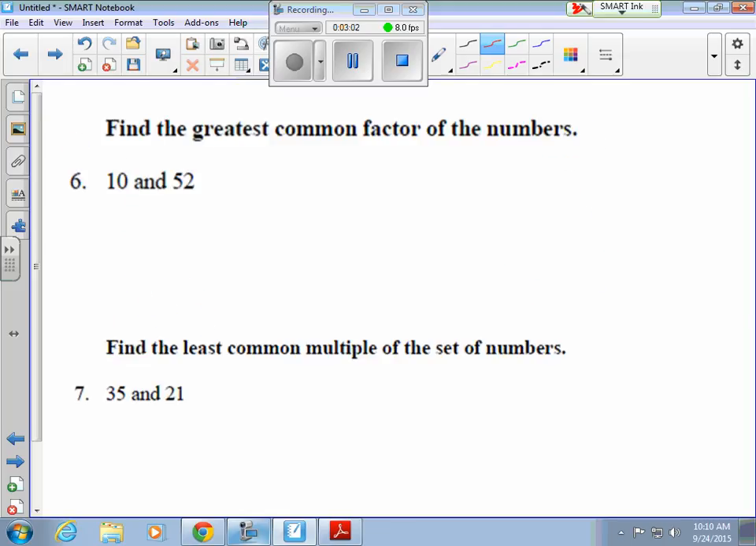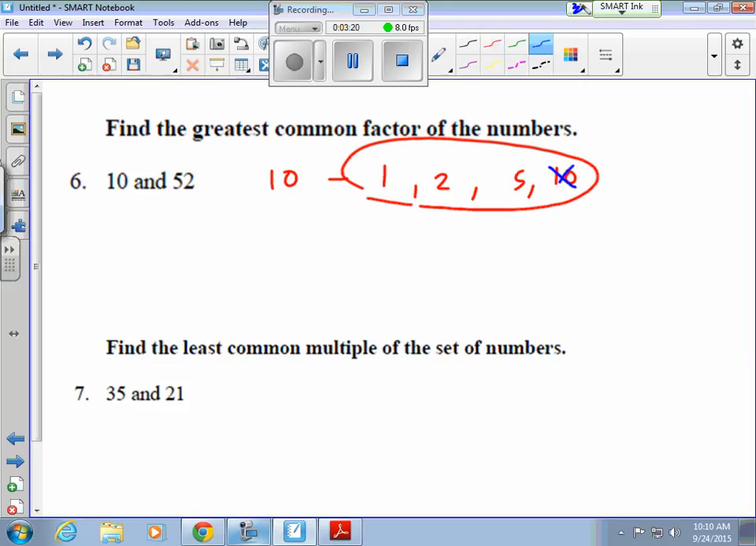Greatest common factor. What are your factors of 10? 1 times 10, 2 times 5, and that's it. Which one of these numbers is the biggest number that goes into 52? 10 doesn't, because we know that 10 times 5 is 50. 5 doesn't go into it because 5 times 10 is 50, and 5 times 11 is 55. 2 is the next biggest one. 52 is an even number, so we know 2 goes into it. Therefore, the greatest common factor of 10 and 52 is 2.